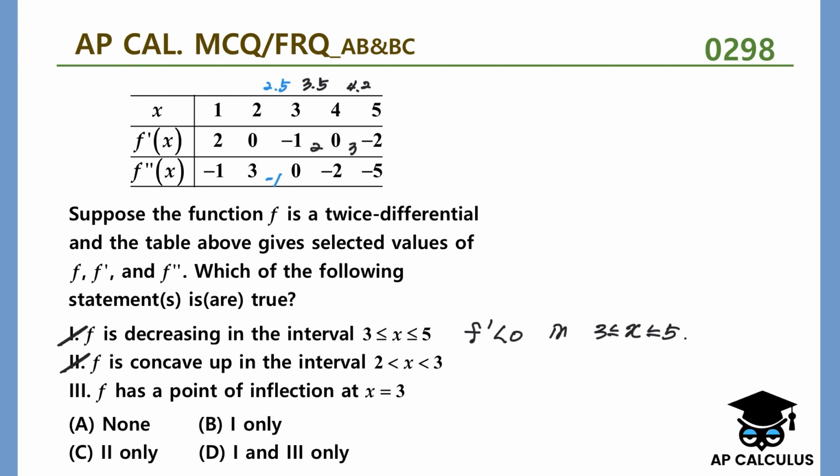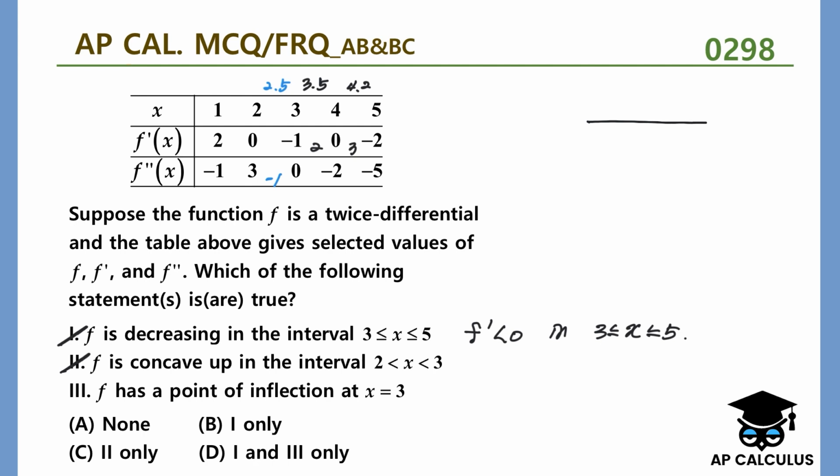Okay? Okay, third part. f has a point of inflection at x equal 3. When x is equal to 3, f double prime is equal to 0. We have a point of inflection whenever f double prime changes its sign from positive to negative or negative to positive, right? It looks like it changes from positive to negative, but we don't know that. Here, let me draw the line. I'll show you.